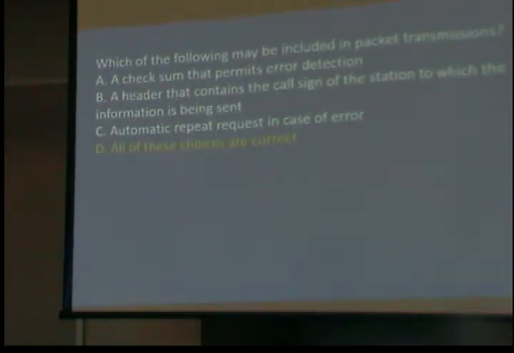Which of the following can be included in packet transmissions? A checksum to permit error detection, a header that contains the call sign of the station to which the information is being sent, and an automatic repeat request in case of an error. All those. ARQ, automatic repeat request, is a way of, you get an error, you send back a message that says, resend that. By the way, the internet does that all the time.